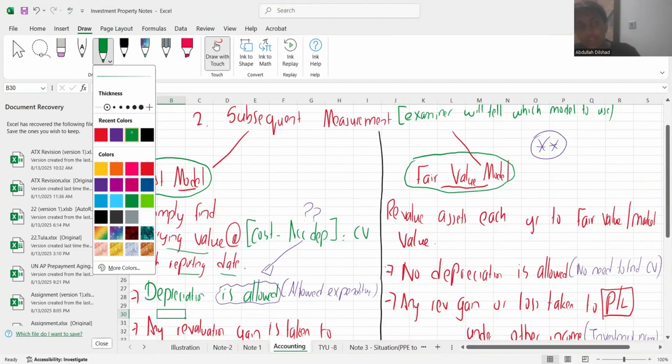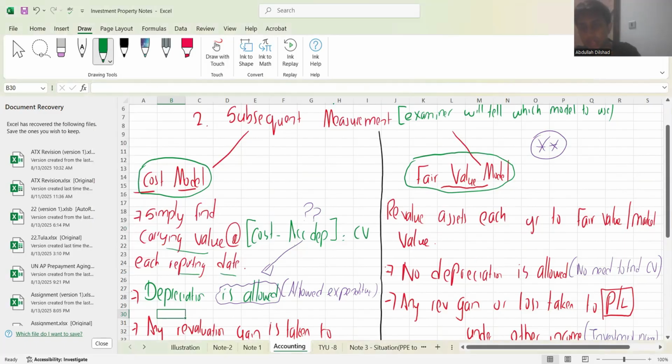And in this particular case, your depreciation expense is not allowed, right? Simply think logically. If you don't need to calculate carrying value, then what is the purpose of you charging depreciation, right? So therefore, you do not need to calculate depreciation. So you might be asking, what do I do in terms of fair value? It's quite simple. Every year, at every end of reporting date, you will be given a fair value, right?